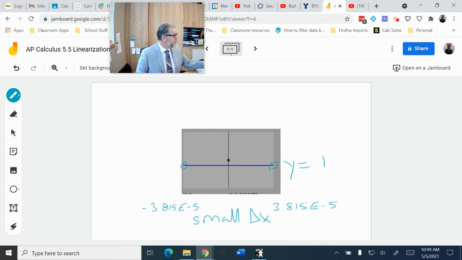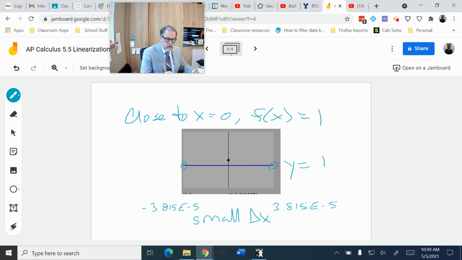All right, so what can we do with this? Well, if we know that the slope is equal to 0, we've written the equation of the linearization. If I stay close to x equals 0, then f of x is approximately 1 for very small values of delta x.